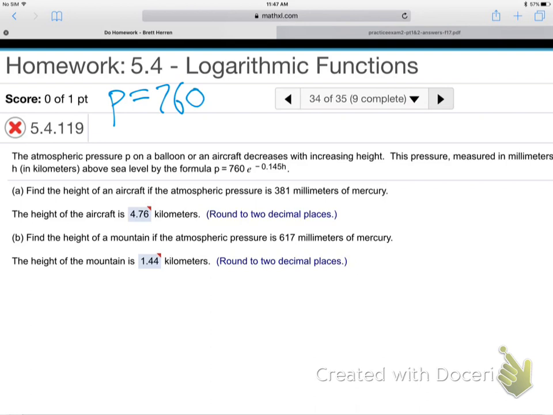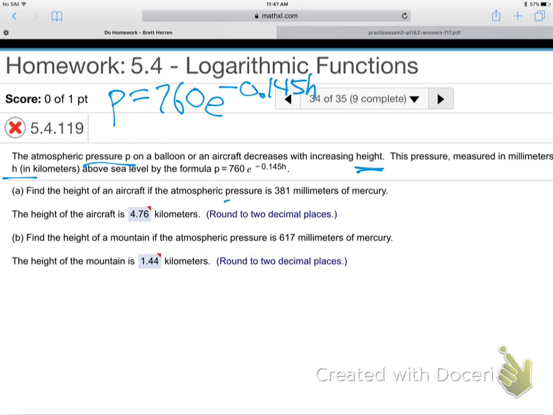So P equals 760 e to the minus 0.145 h. All you need to say is, hey, what's P? Where is it? Pressure. P is pressure. And h, it's off the screen, but it's height. That's all you need.